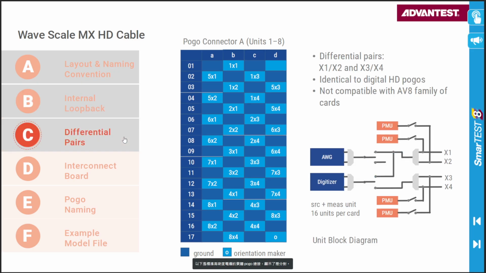Here are the physical Pogo connections for the standard high-density cable showing the differential pairs. X1 and X2 form one differential pair, X3 and X4 the other one. The Pogo connections are identical to the digital HD Pogos but not compatible with the AV8 family of cards.